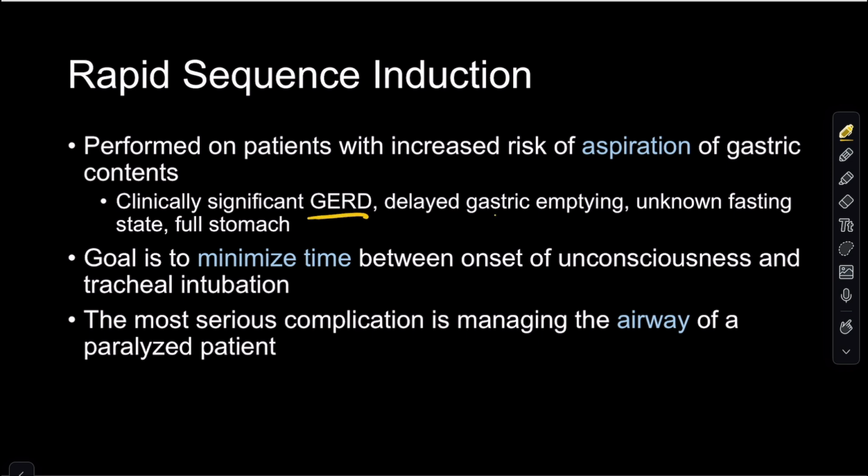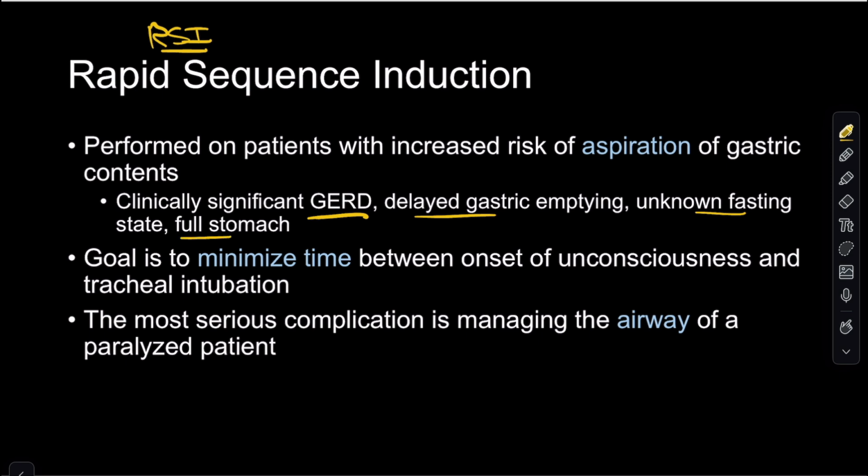That would be if you see a patient in pre-op and they say that they have a history of heartburn and today they're having heartburn. Or right now they're having heartburn, then you would consider doing a rapid sequence induction. Delayed gastric emptying, so maybe a diabetic patient could have delayed gastric emptying. If they have a history of that, you would consider it. This is also known as RSI. Another indication is an unknown fasting state or a full stomach.